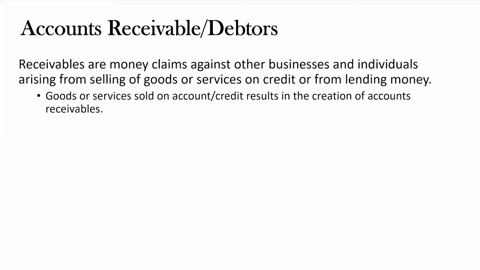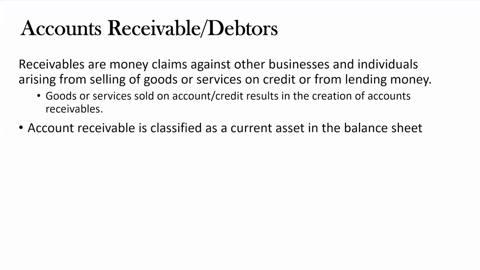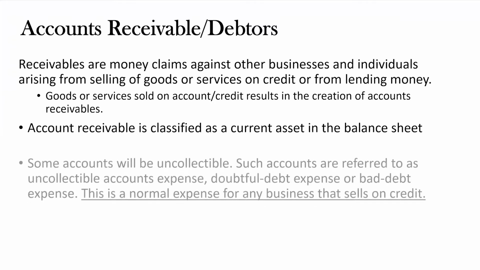So I have a business that sells banana chips, and I sold Mary 10 banana chips. However, Mary did not pay me immediately. So I sold her these banana chips on account, or on credit. This created an accounts receivable. This is a monetary claim that I have against Mary, that she will pay me in the future. Accounts receivable are classified as a current asset in the balance sheet.